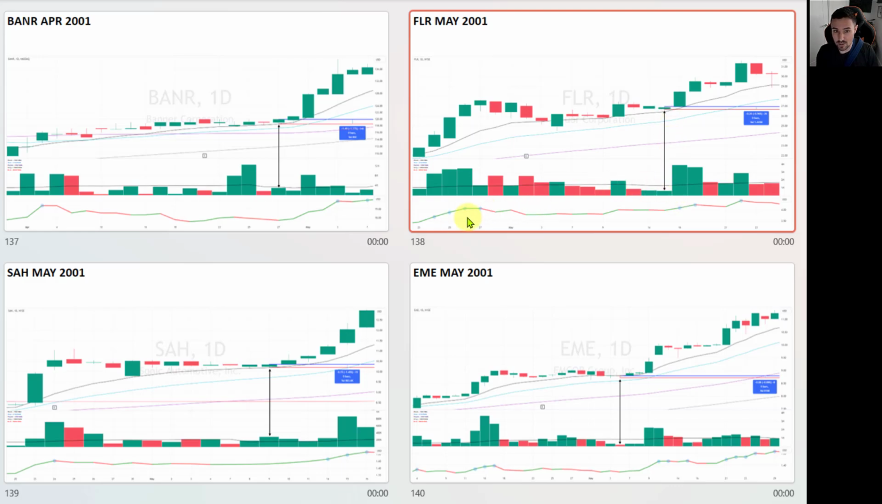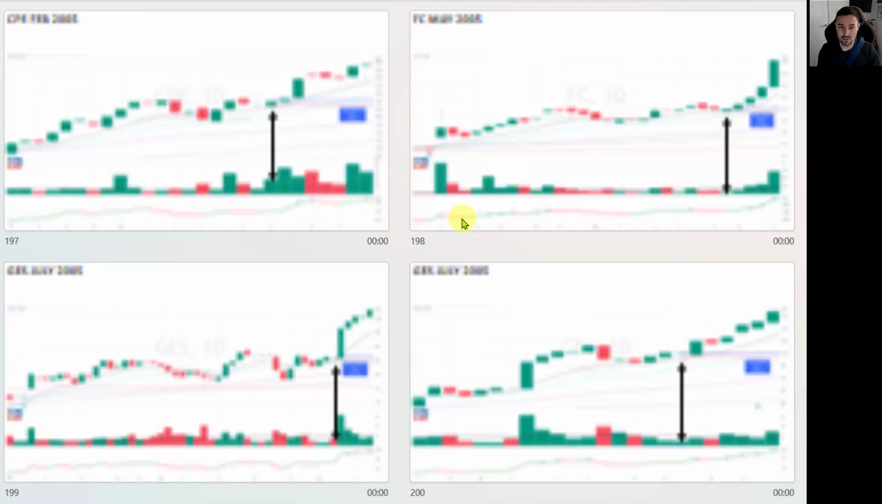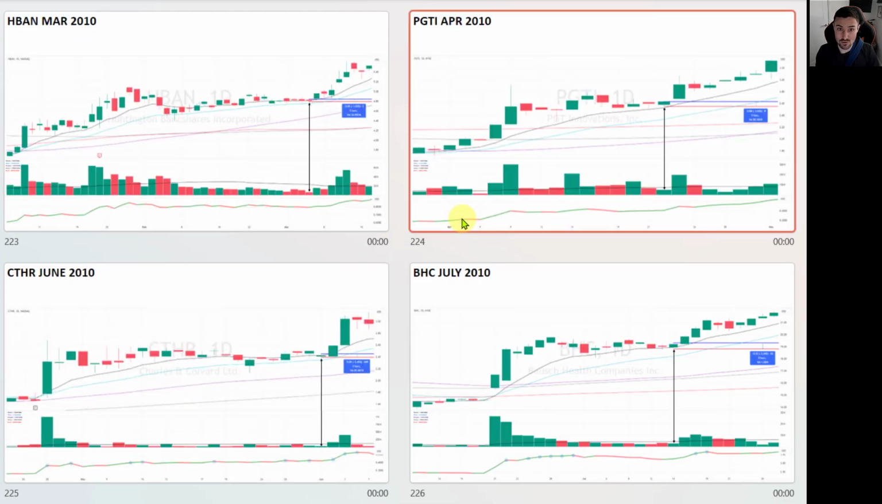The volume dries up. Look at the 52-week highs before. If I scroll forward like this, now we're in 2010. Do you see how it's just the same thing? Do you see what I mean? The stock is in an uptrend. It pulls in, finds support around key daily moving averages.